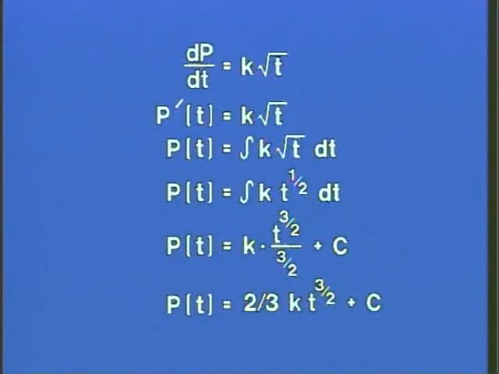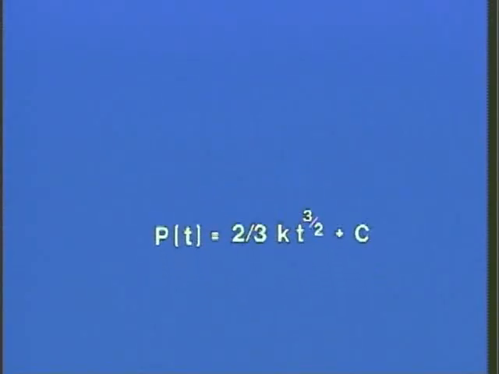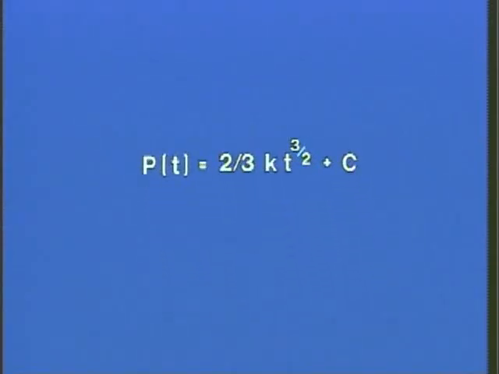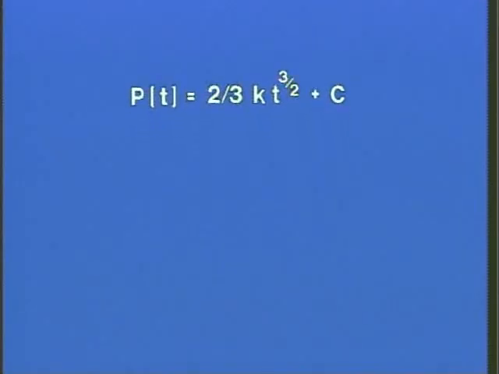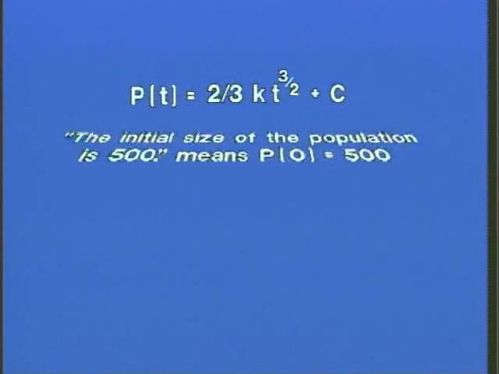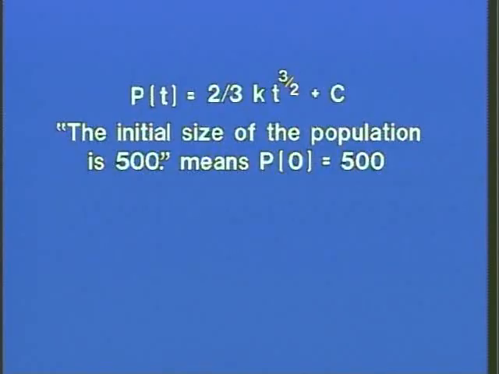All right, now notice that we have several variables. We have k, we have t, and we have c. And we'd like to identify the value of k and the value of c. We can do that from various aspects of the problem. One part of the problem says the initial size of the population is 500. Now that means that p of 0 is 500.